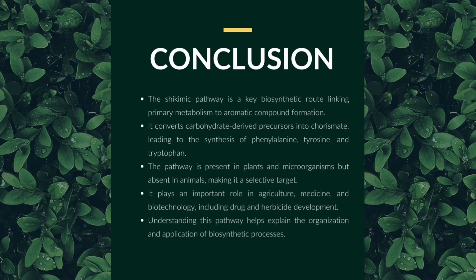In conclusion, the shikimic pathway is an important biosynthetic route that links primary metabolism to the production of aromatic amino acids. Through a series of enzyme-catalyzed reactions, simple metabolic intermediates are converted into chorismate, which serves as a precursor for phenylalanine, tyrosine, and tryptophan. This pathway is biologically significant because it is present in plants and microorganisms but absent in animals, making it a selective target for herbicide, antibiotics, and pharmaceutical application.